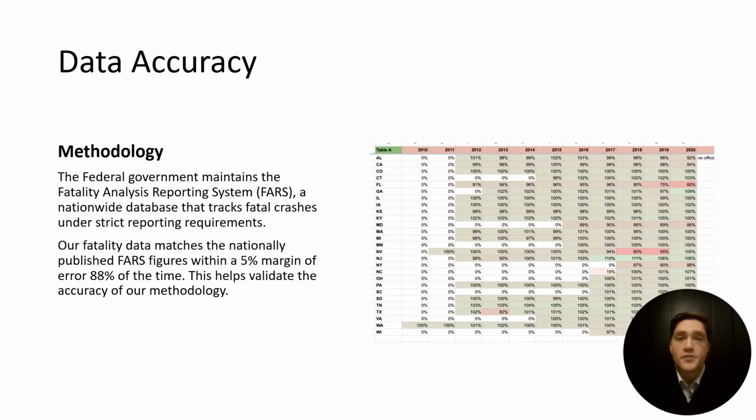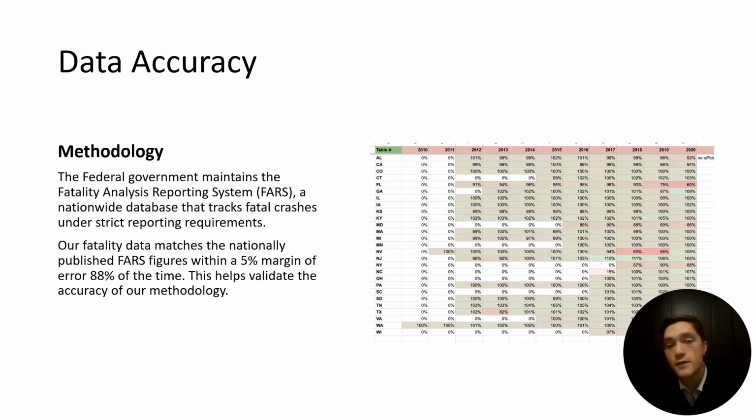Moving along, data accuracy. Okay, so how do we know our data is good data? Well, if we look at the data that we've gathered so far and we compare it with FARS, right? So the federal government maintains the Fatality Analysis Reporting System called FARS. It's a nationwide database that tracks fatal crashes. So it has very strict requirements. And if we look at our data, we mentioned the crash data, we have the severity of it. We also know if it's a fatality. We compare our number, summing up all of the crash data that we have, and we compare it to FARS, we're within a 5% margin 88% of the time. So we're right on the money when it comes to the accuracy of the data that we've developed.